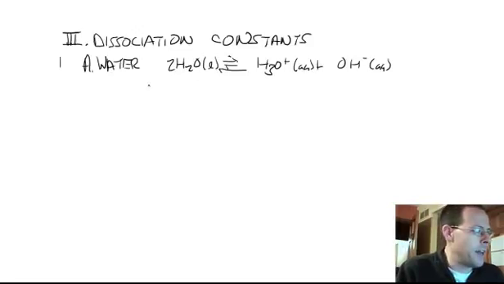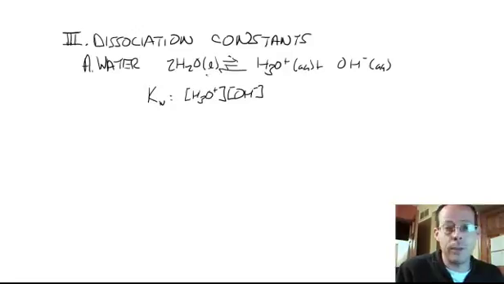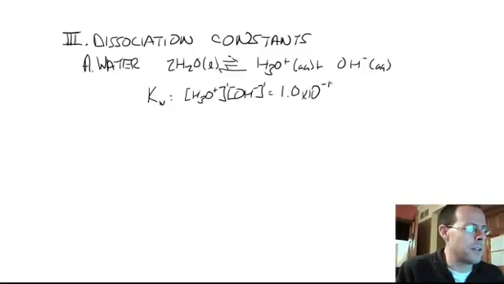If we write an equilibrium constant for this, it's going to be Kw. We have hydronium concentration times hydroxide concentration. As a reminder from last unit, because water is a pure liquid, we're not going to divide by it. So Kw is simply hydronium concentration to the first times hydroxide concentration to the first, and the product of these two is always 1.0 times 10 to the negative 14th. This is true at 25 degrees Celsius.